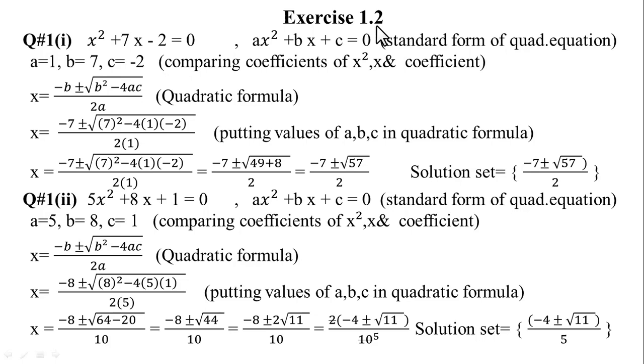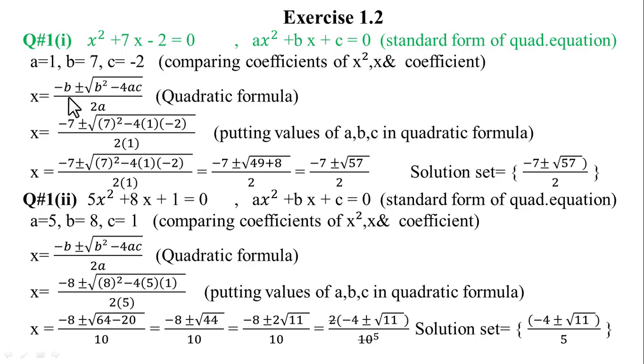In exercise 1.2, question number 1, first part: x square plus 7x minus 2 is equal to 0. Here ax square plus bx plus c is equal to 0 is the standard form of the quadratic equation. Comparing both equations, we find the values of a, b and c. Comparing, a is equal to 1, b is equal to 7 and c is equal to minus 2, by comparing the coefficients of x square, x and the constant term.